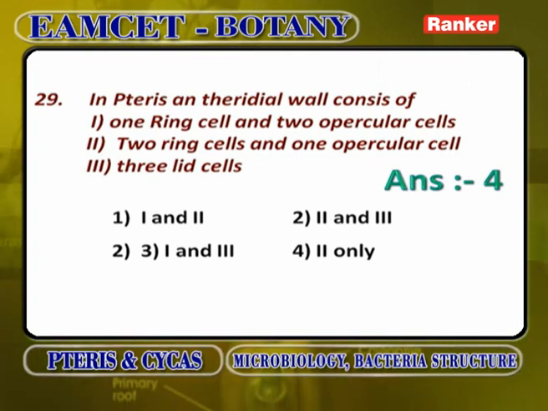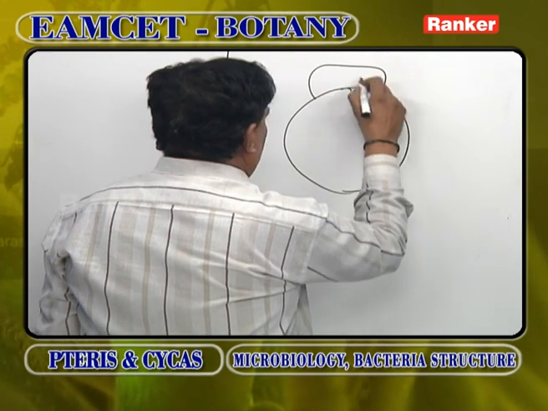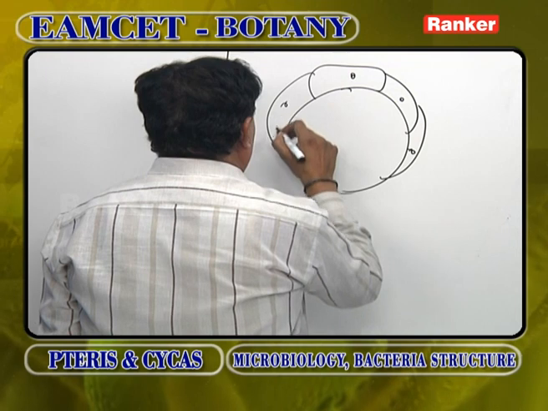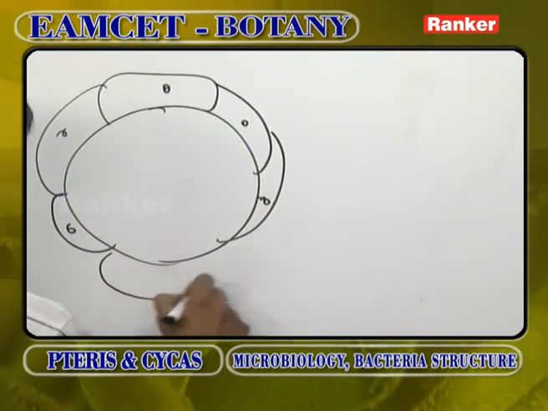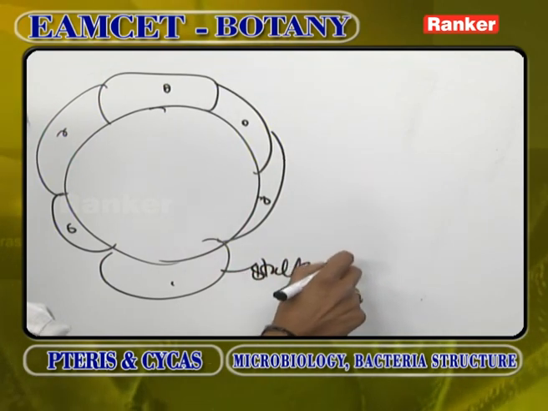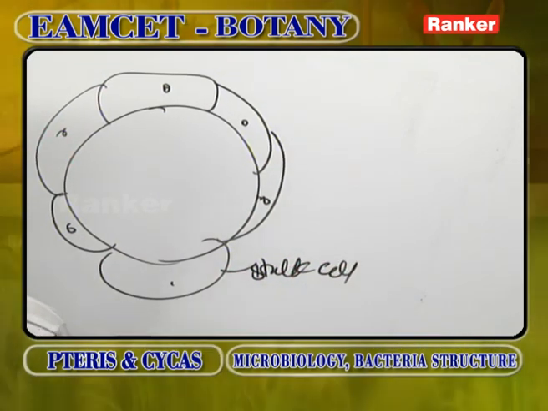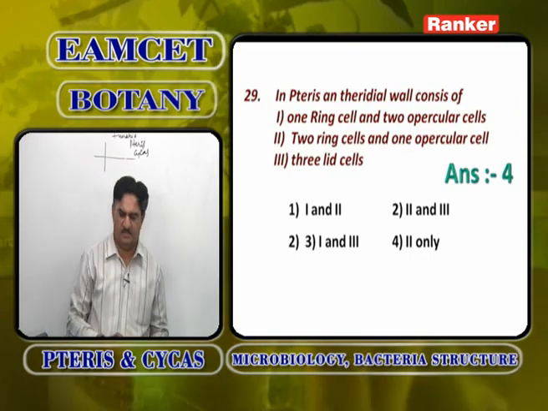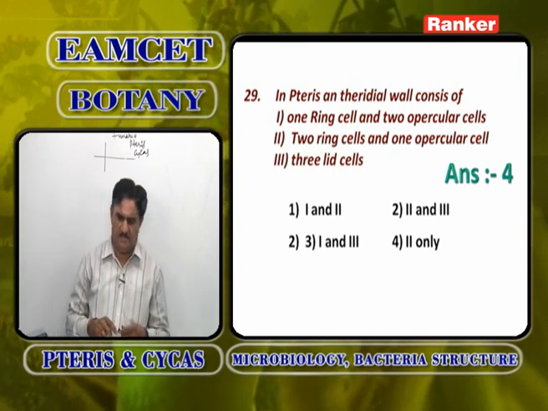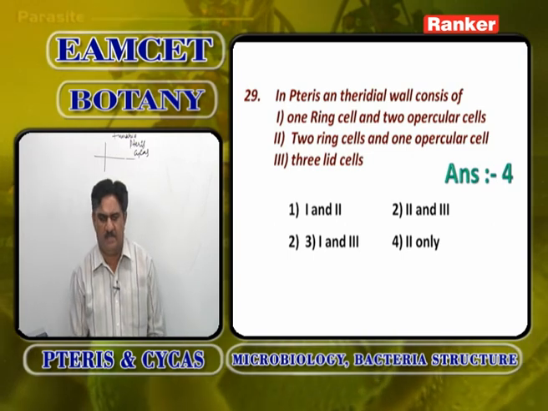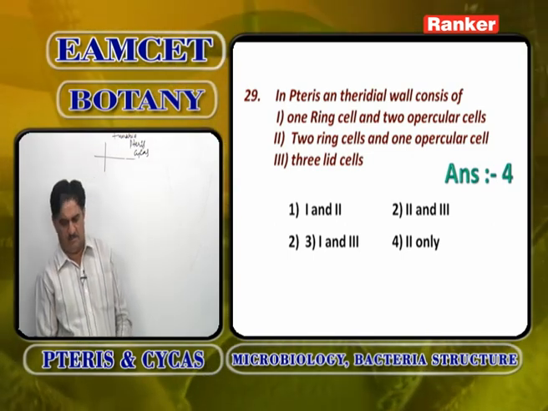Because the Pteris antheridium resembles like this. It shows one opercular cell, first ring cell, second ring cell. Another cell will be there. This is the stalk cell, but it does not belong to the antheridium. It belongs to the tissue of the prothallus. So here the answer is 2 only: 2 ring cells and 1 opercular cell. 3 lid cells is wrong, 1 ring cell and 2 opercular cells is wrong.